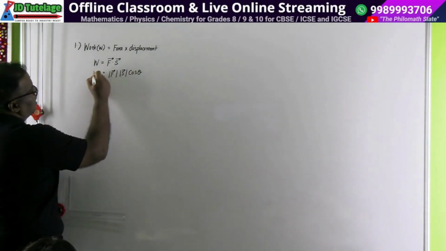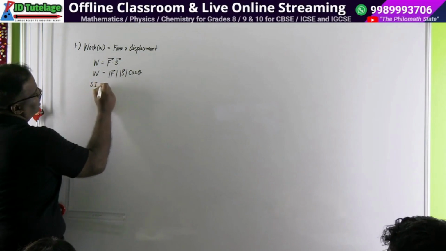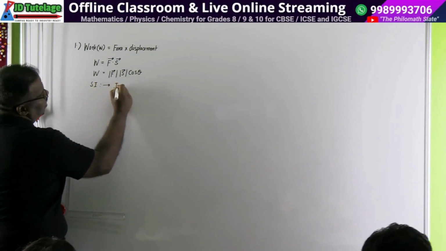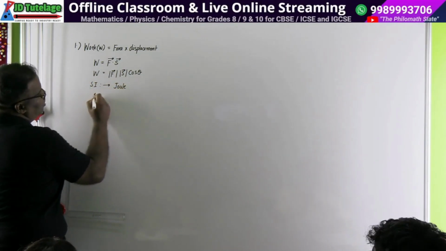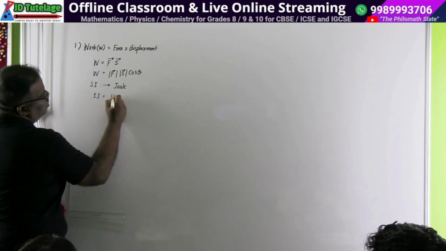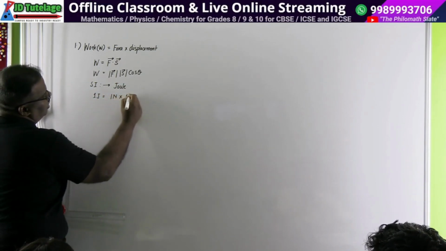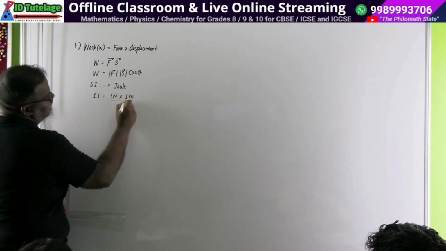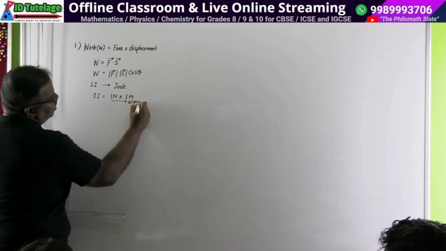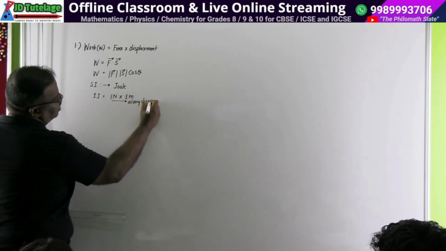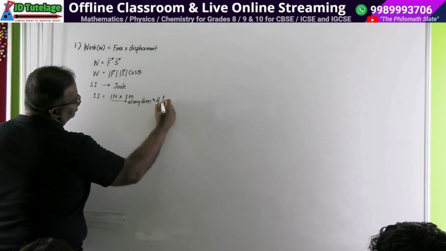This is work. And the SI unit of work is joule. 1 joule of work is done when a force of 1 Newton moves a body 1 meter along the direction of force. This much we have learned.